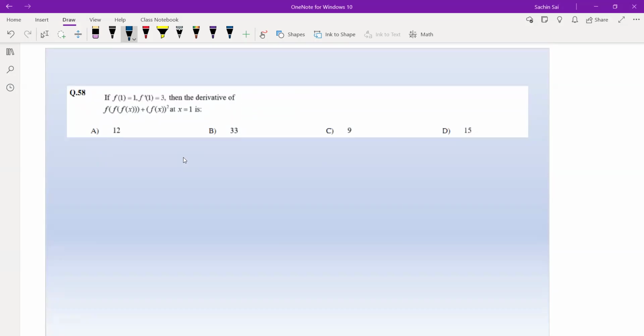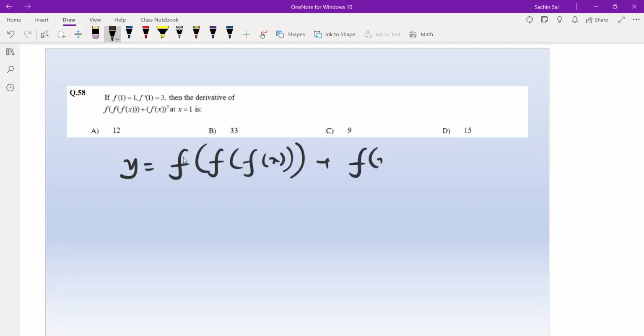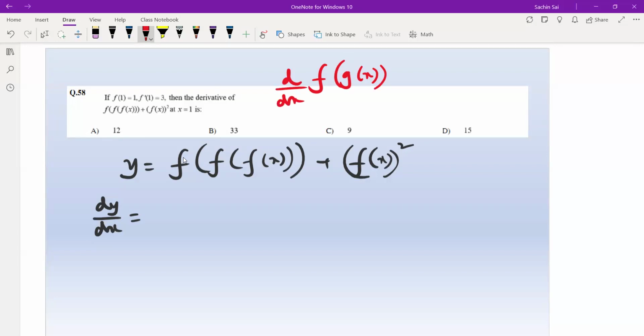Question 58, f of 1 is given, f dash 1 is given, the derivative of f of x. Okay, so here you need to find the derivative of y, which is f of, f of x plus f of x whole square. Now we'll try to find the derivative here. Now when you're finding dy by dx, remember this is a composite function, right? And how do we differentiate a composite function? Let us say you have f of g of x. Then the derivative of f of g of x is f dash of g of x into g dash x, right?